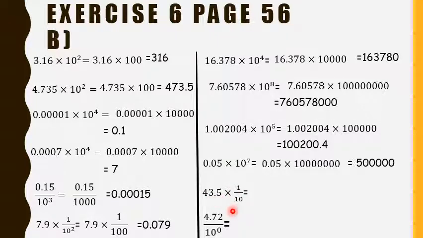43.5 times 1 over 10. We are dividing by 10. So simply move the point to the left to make the number smaller. It will be 4.35. Now 10 to the power 0. As we said before, every number or letter to the power 0, I can write it directly equals to 1. So 4.72 over 1, any number multiplied or divided by 1 remains the same. So the answer is 4.72.